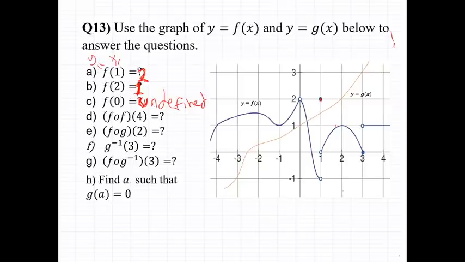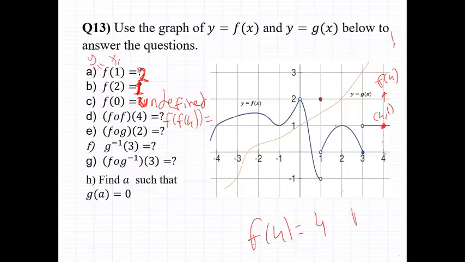F of 4 here means we have to find f of 4 first. What is f of 4? We get the point corresponding to 4 on the graph, and it's (4, 1). So this one is f of 4. So f of 4 is 4.